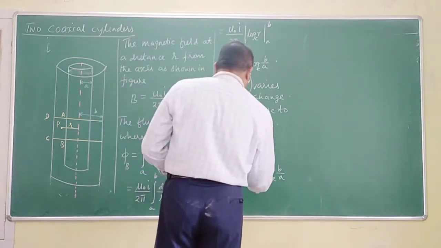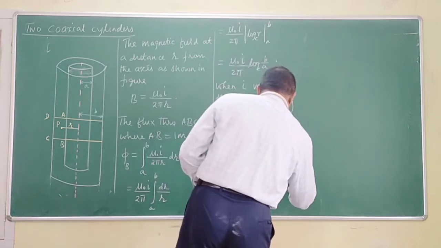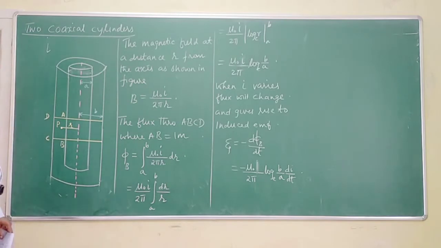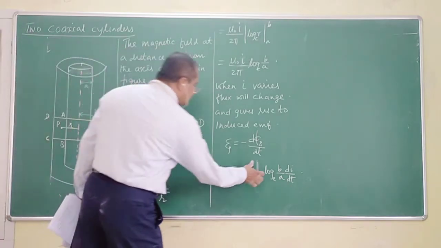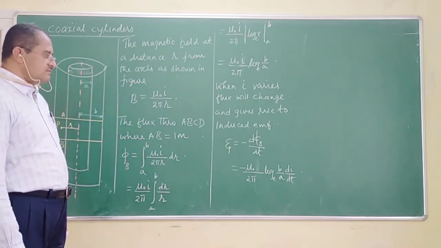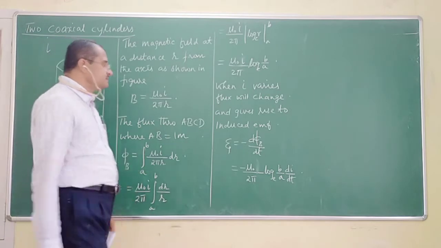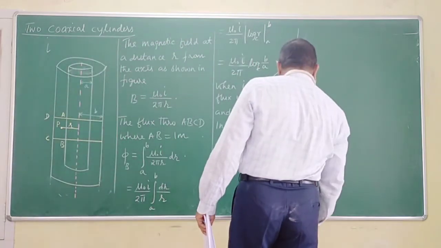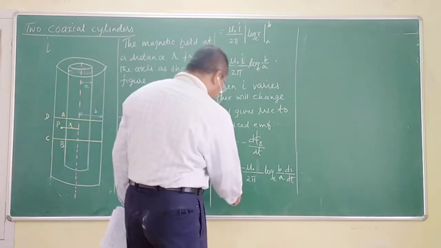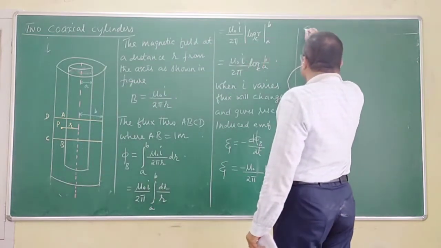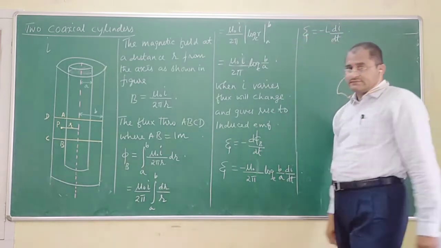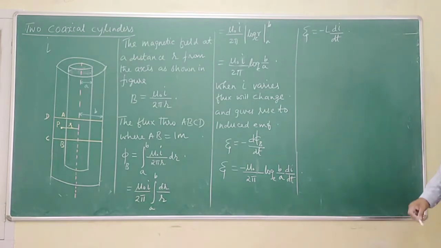I is a variable again. Therefore it is di by dt. Is that okay to you, sir? I is a variable, sir. Therefore mu naught by 2 pi log to the base e b by a di by dt. Now, if you look carefully at this expression for E, this is similar to minus L di by dt.